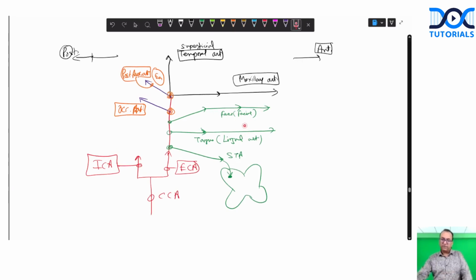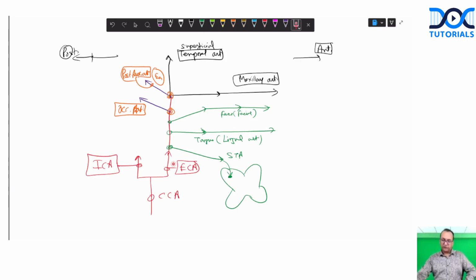So 7 we have seen: 3 anterior, 2 posterior, and 2 terminal. Terminal branches are called according to the region they supply. If you are supplying the region of the maxilla bone, maxillary artery. If you are supplying the temporal bone region, temporal artery, full name, superficial temporal artery.